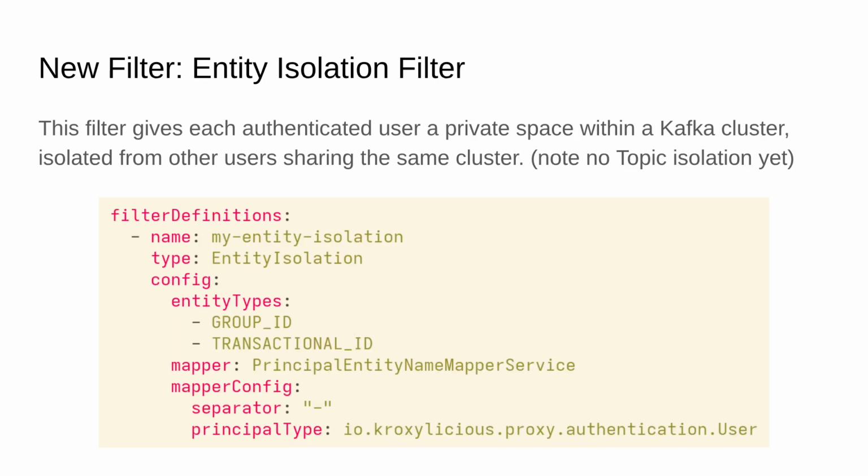Next, we have a new filter, the Entity Isolation filter. This is part of our suite of tools for multi-tenancy or virtualization. The filter gives each authenticated user a private space within a Kafka cluster, isolated from other users sharing the same cluster. As you can see in that configuration there, they're isolating some entity types, group IDs and transactional IDs. So for example, user Alice and user Bob might both, on the client side, refer to a consumer group called my group, but they're going to be translated to different physical groups in the upstream cluster, and so they'll be isolated. So that's the job of that filter.